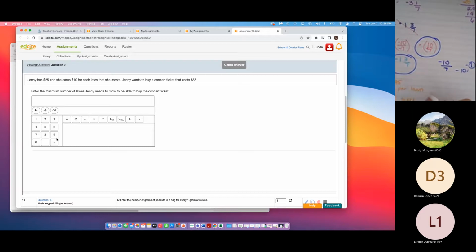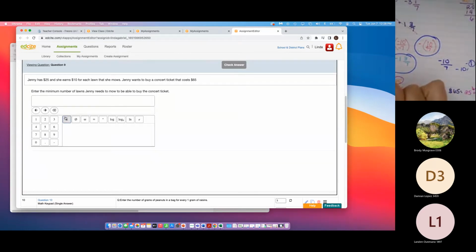So essentially what we want to know is how many lawns does Jenny need to mow to get $65? She already has 25. All right. So let's turn this into an equation. I want $65. I have 25. I need, right? So that means I'm going to add, I need more money. I'm going to make $10 for every lawn that I'm going to mow, but I don't know how many lawns I need to mow yet.